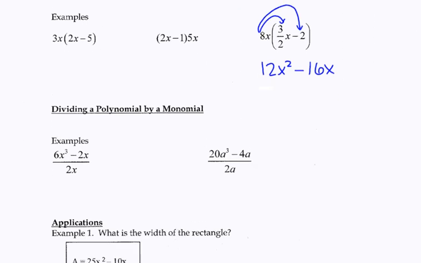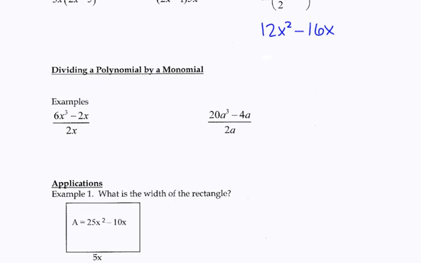Okay, it might have been a while. I don't know if you remember dividing by a monomial. Has anyone ever seen this before? So when we divide a binomial, trinomial, or polynomial by a monomial, we're just going to divide each term on the numerator by the monomial. It's pretty easy. We're dividing each of those by 2x.